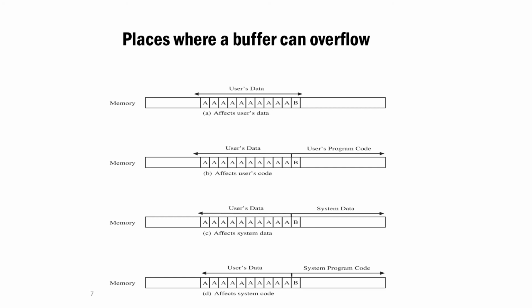In general, the buffer can overflow by affecting user data, user programming code, system data, and system code. This is all dependent on what the attacker target is and how the memory is structured at the time of the attack.